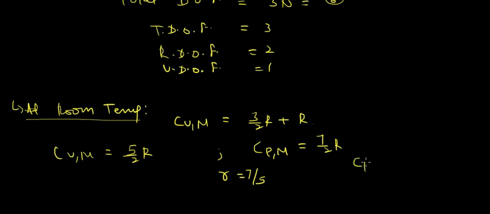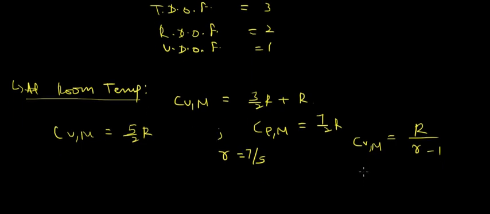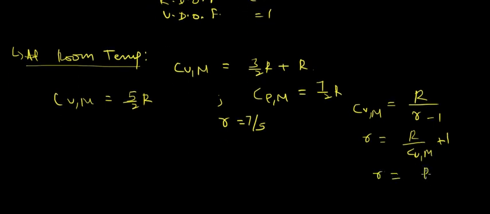How is gamma calculated? We know that CVM would be equal to R upon gamma minus 1. So gamma can be calculated as R upon CVM plus 1. CVM is 5 by 2R, so 5 by 2R upon R plus 1, which would give us 7 by 5 as the gamma value.